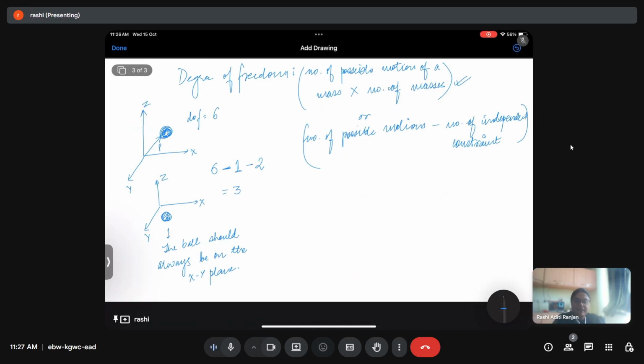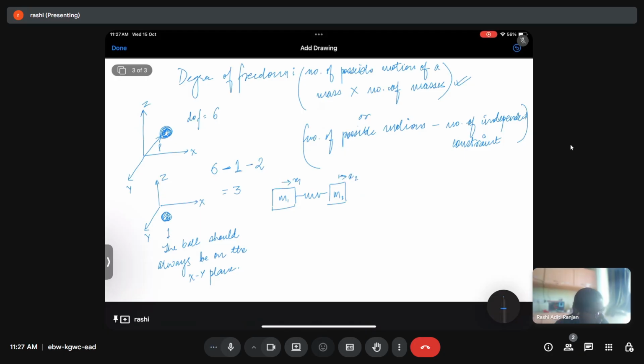Likewise is the case when we consider another kind of system also. For example, if I have two masses, mass m1 and mass m2, these m1 and m2 are going to have independent motions x1 and x2.